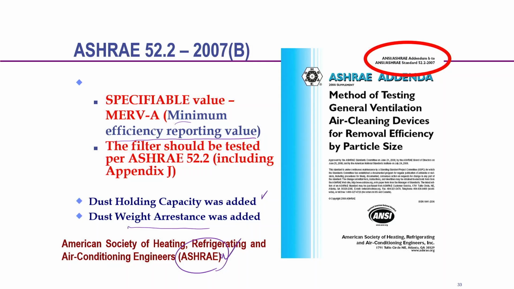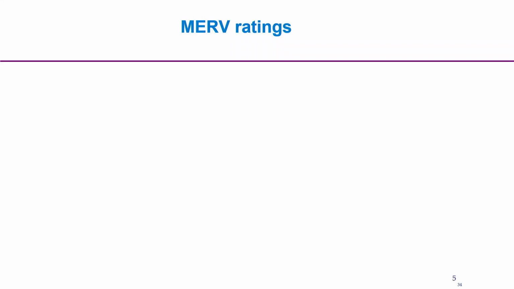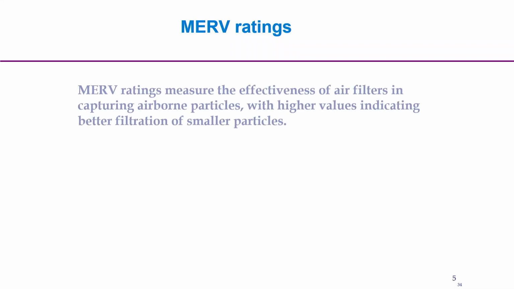The MERV value ranges from 1 to 20. A higher MERV value means the filter can capture finer particles, and a lower value means its filtration capacity is less, but it can hold the larger particles. So, let us see the MERV ratings. What are the different types of ratings here?